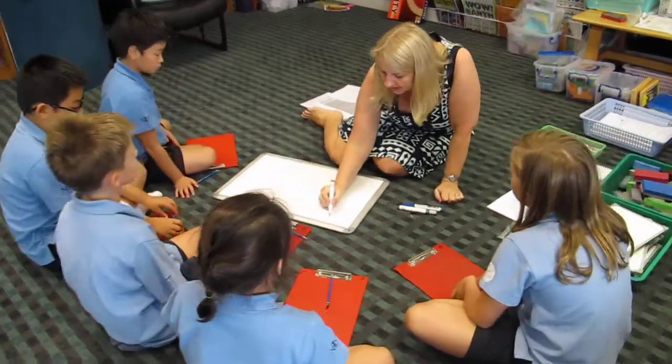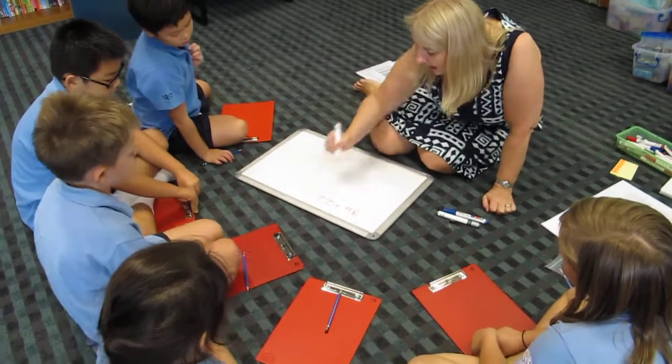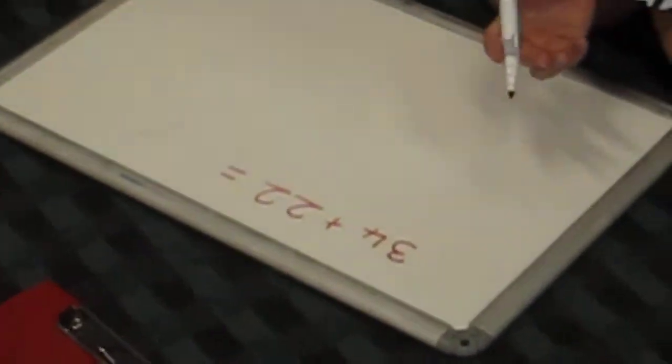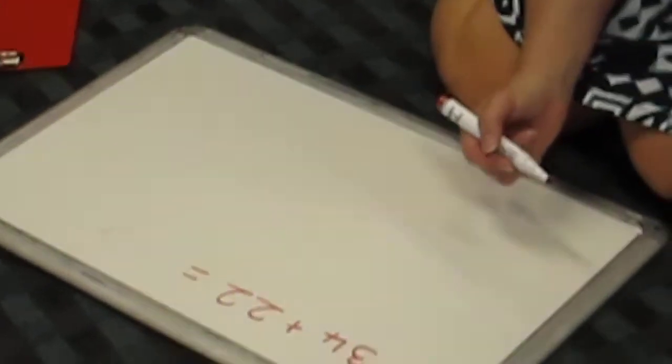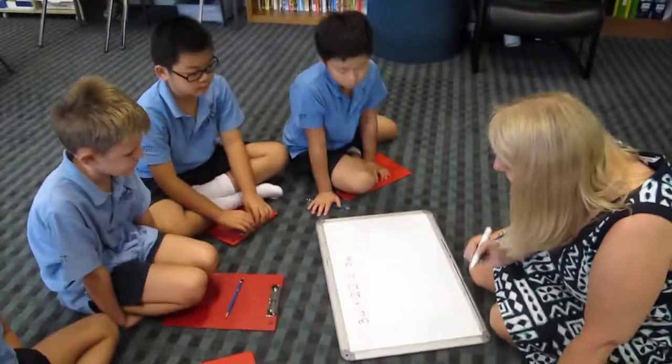We're all used to seeing our numbers like this and asking for the answer. Okay, what would you tell me the answer for this one, young man? Equals 56. Okay, how did you do that?